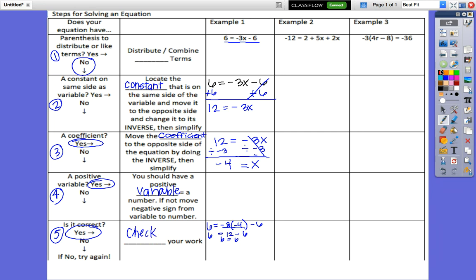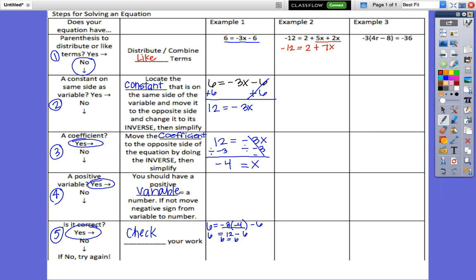Now let's look at example 2. So we're going to start over with step 1. It says, do we have parentheses to distribute or like terms? We do have like terms right here. So this is when we're going to use what we know about expressions. 5x plus 2x gives me 7x, and I'm going to keep everything else the same. So if we have parentheses to distribute or like terms, we distribute and combine those like terms.